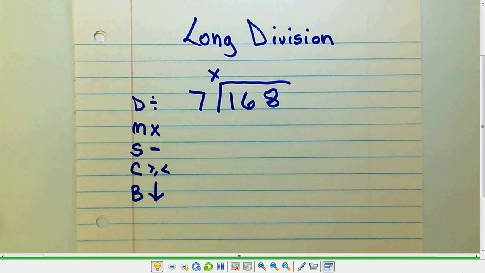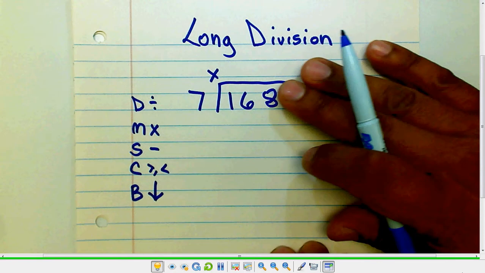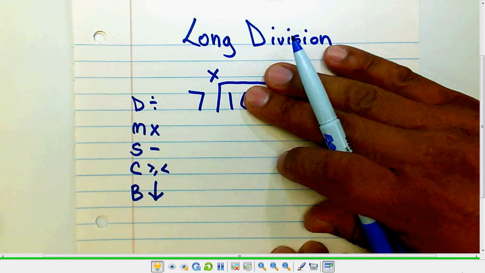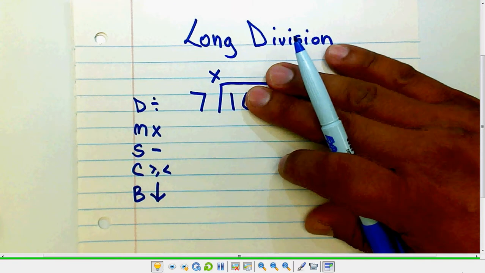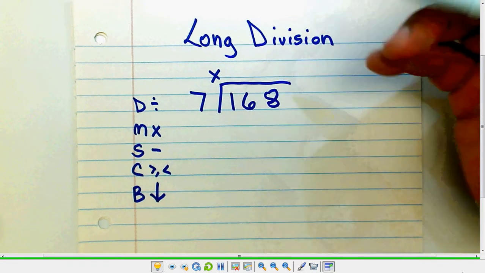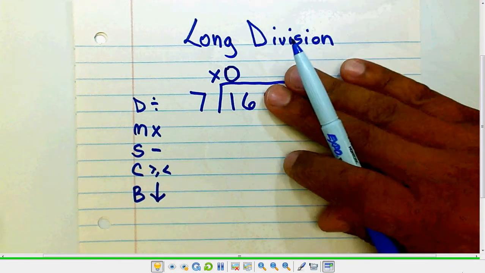And once again, let's make this a simpler problem. You can cover up the 2 digits. And we have 1 divided by 7. If I want to make groups of 7, I don't have enough with just 1. So I'm going to put a placeholder there. And now I'm going to still cover the 8.